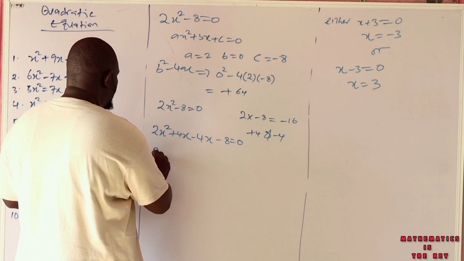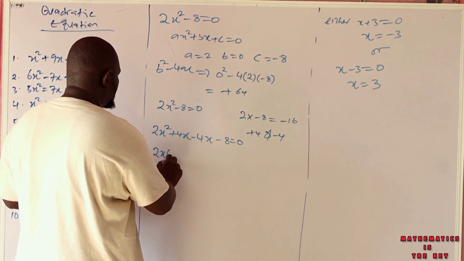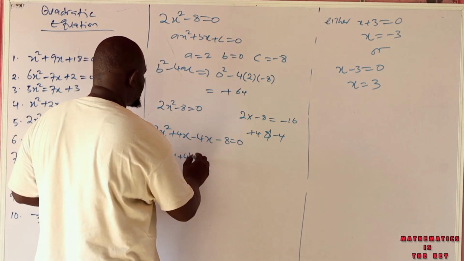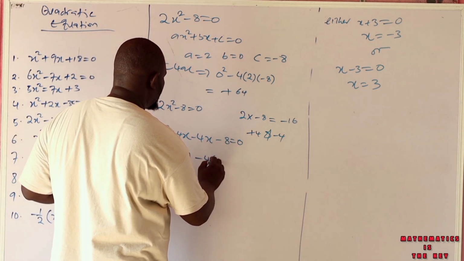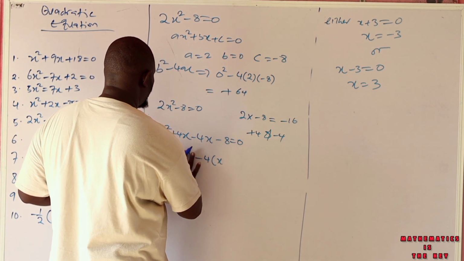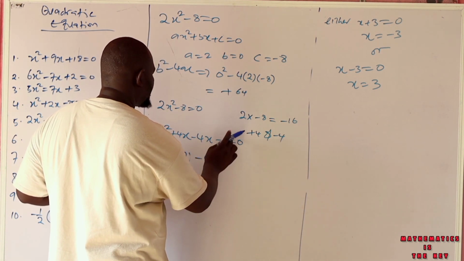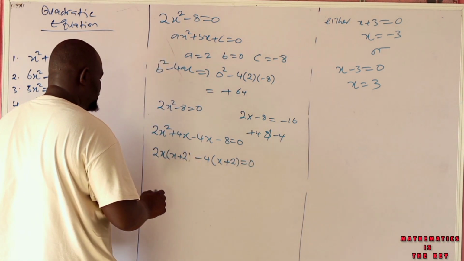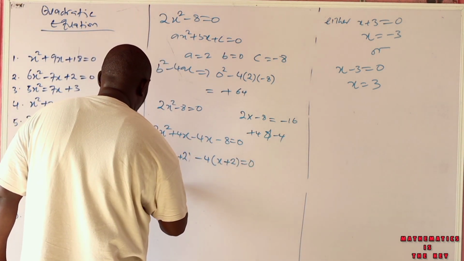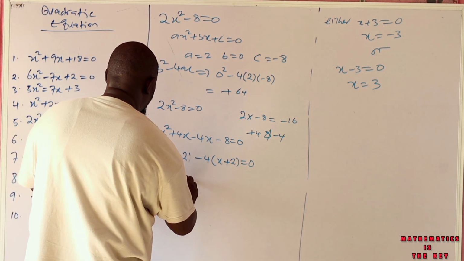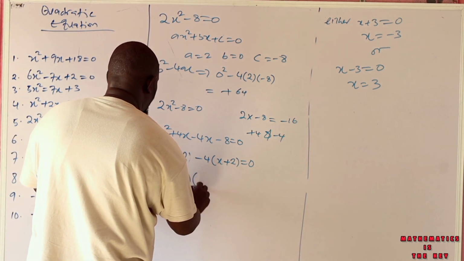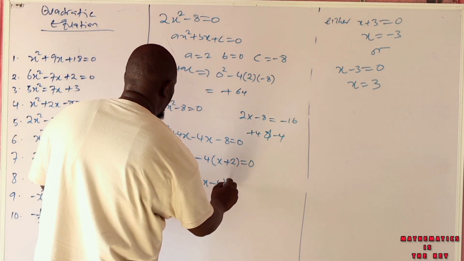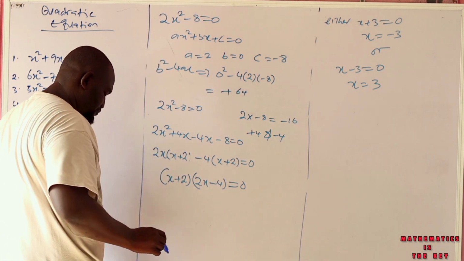On this side, 2x is common. Factorize it. Here we'll have x plus 2. On this side, minus 4 is common. We'll have x plus 2 rather here. Then here we are going to have x plus 2 as well is equal to 0. So x plus 2 is common. We factorize it. x plus 2. Then here we'll have 2x, and here we have minus 4, and is equal to 0.